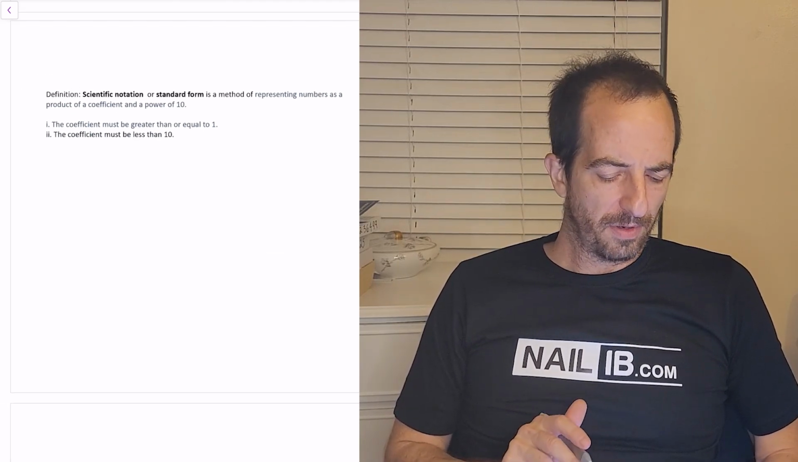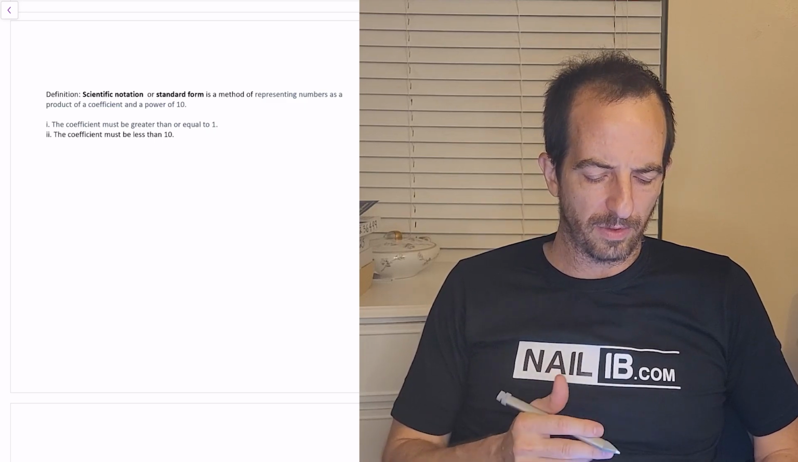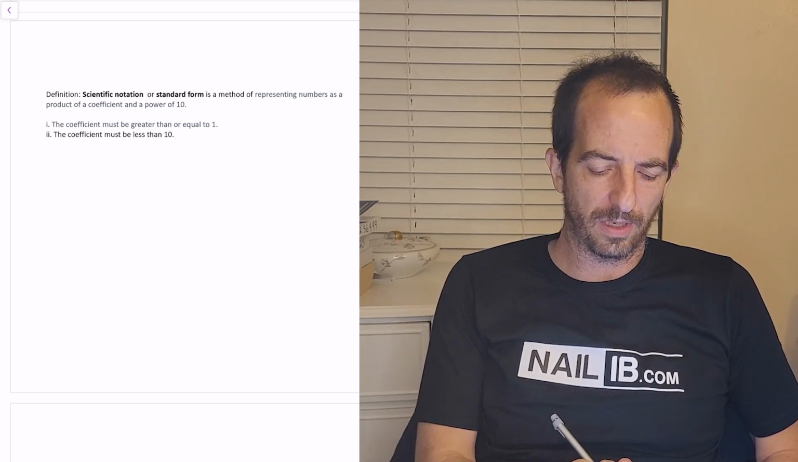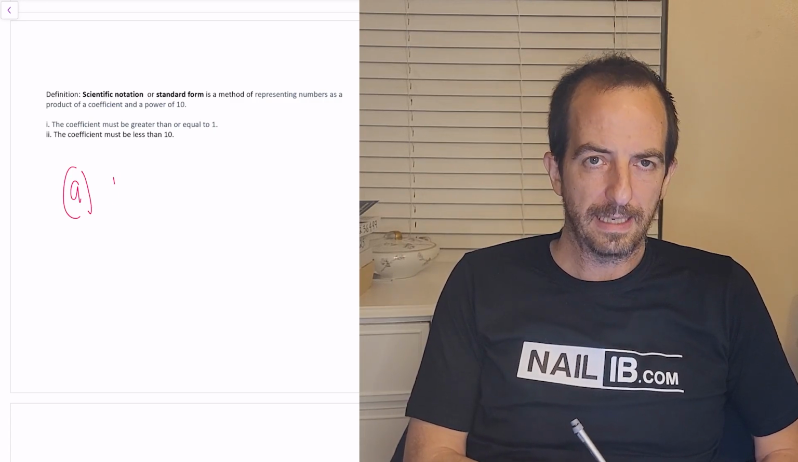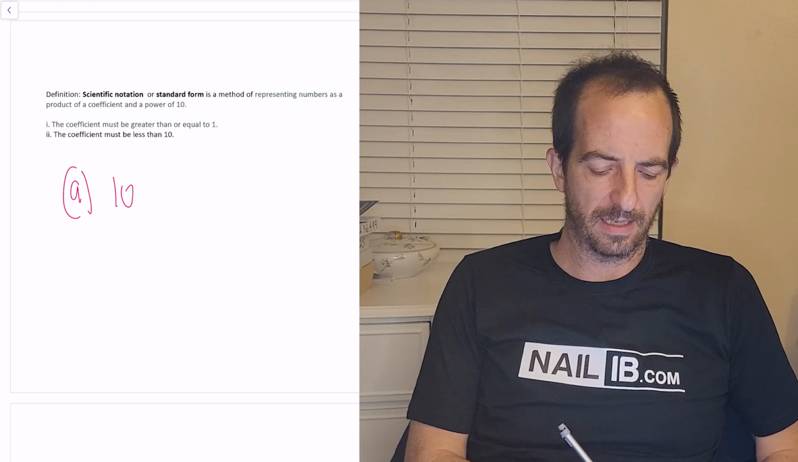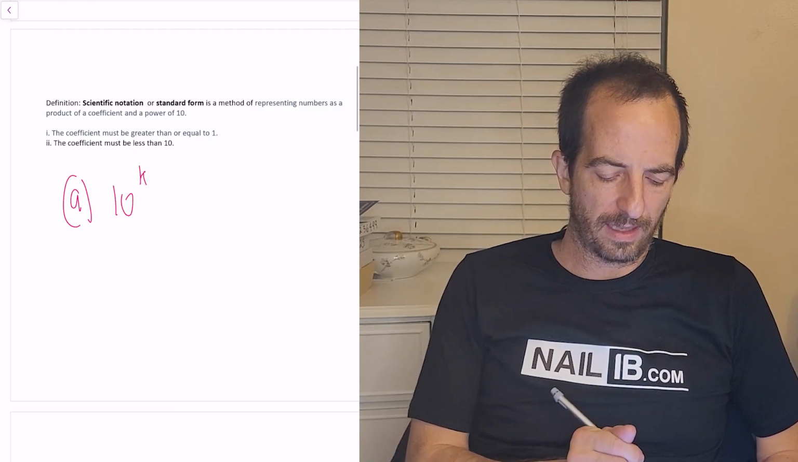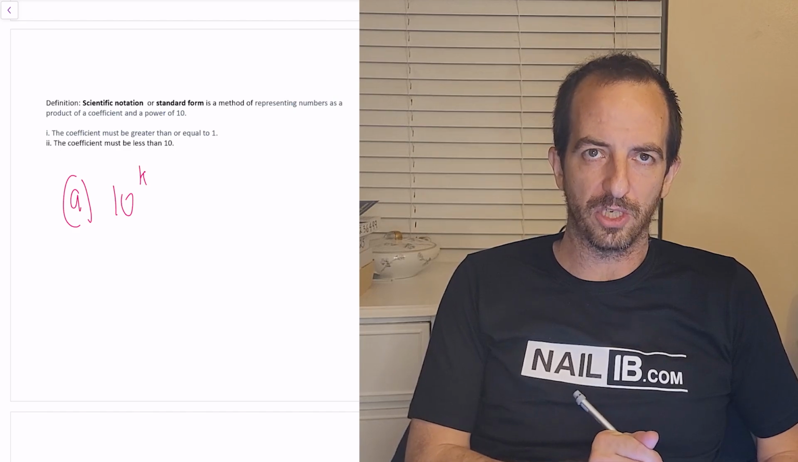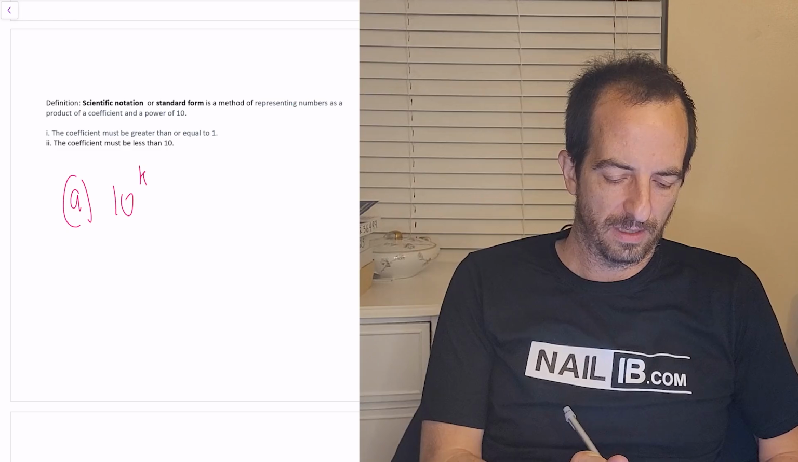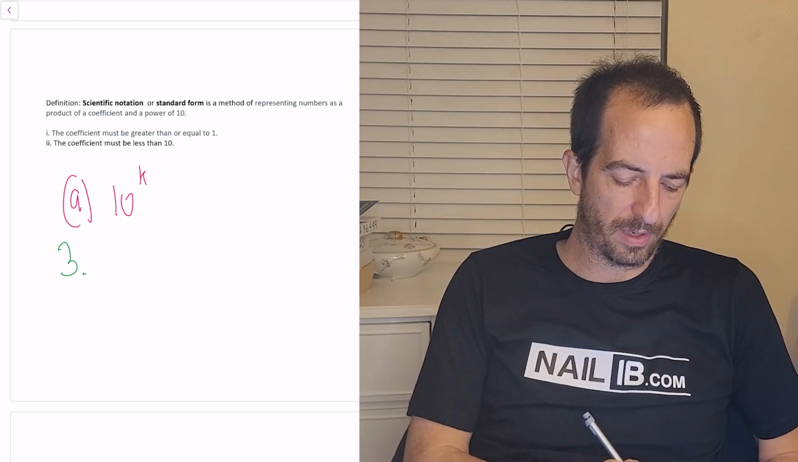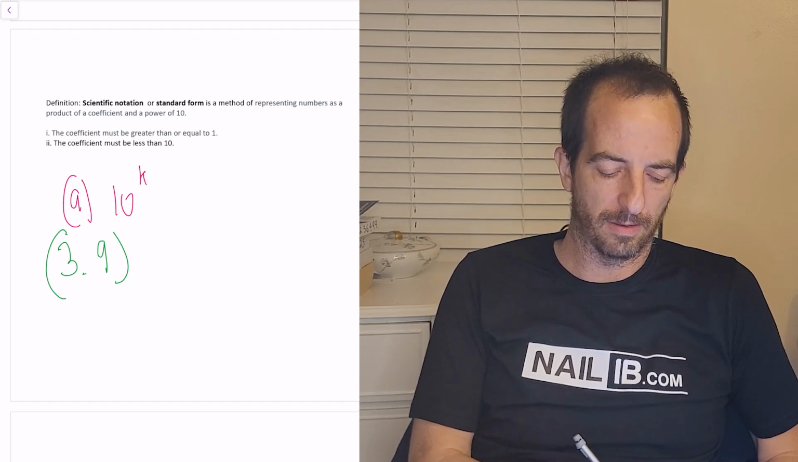There are a couple of criteria that we need to meet. You probably have already seen this in other classes, but we're just going to review it. Scientific notation comes in the form A, which is our coefficient, times 10, base 10, to some integer, we'll call it K. The rules are that the coefficient A needs to be between 1 inclusive and 10 exclusive. So, for example, 3.9 is a good coefficient. It's between 1 and 10.